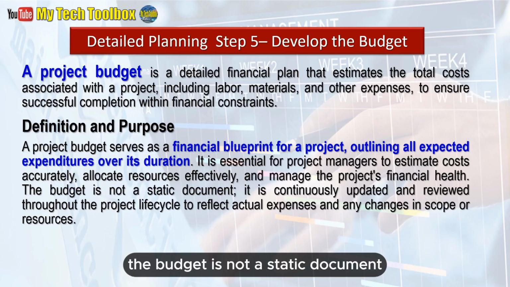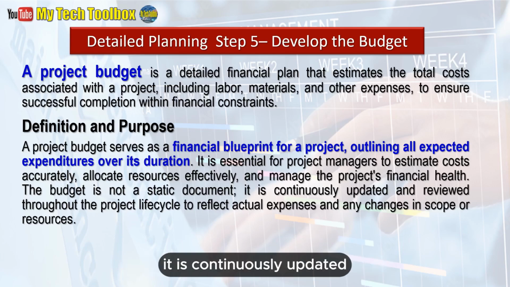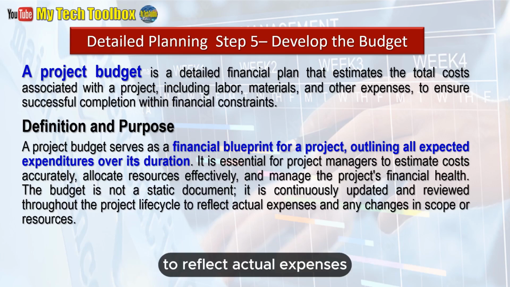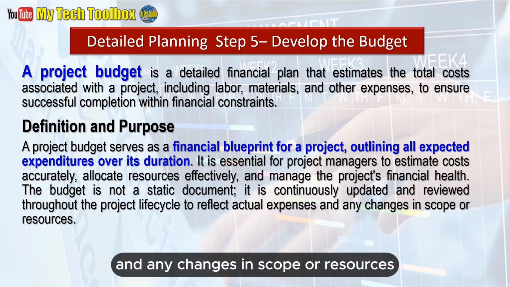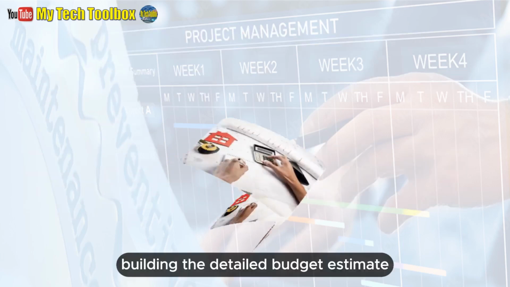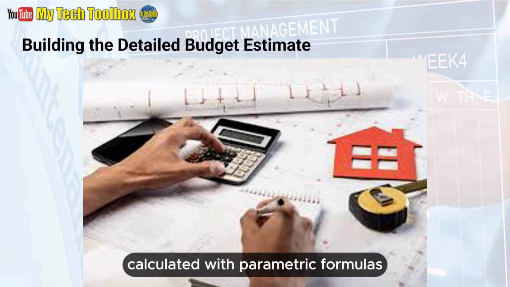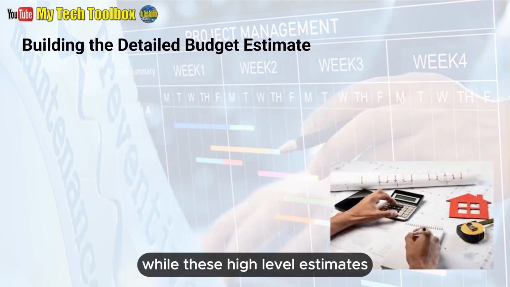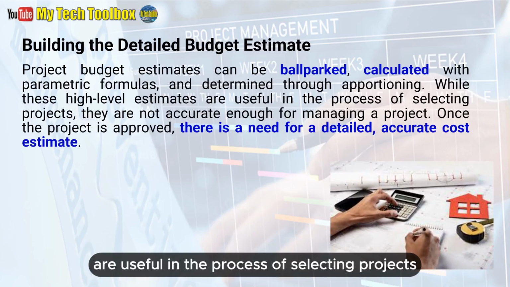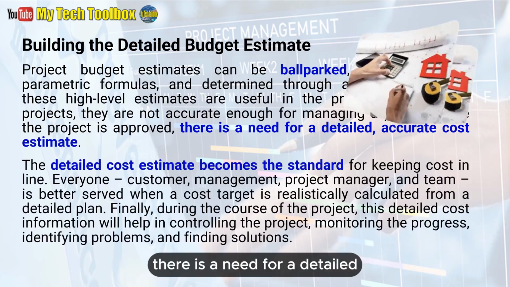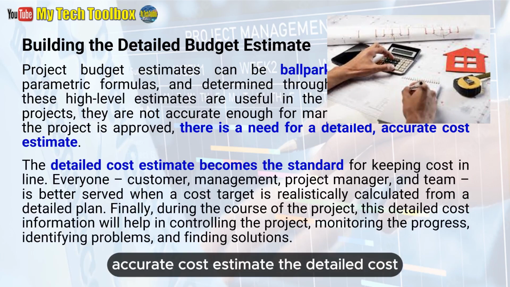The budget is not a static document. It is continuously updated and reviewed throughout the project lifecycle to reflect actual expenses and any changes in scope or resources. Building the detailed budget estimate. Project budget estimates can be ballparked, calculated with parametric formulas, and determined through apportioning. While these high-level estimates are useful in the process of selecting projects, they are not accurate enough for managing a project. Once the project is approved, there is a need for a detailed, accurate cost estimate.